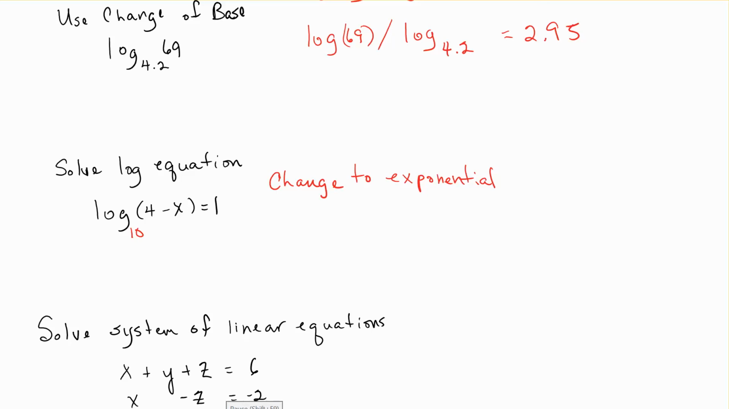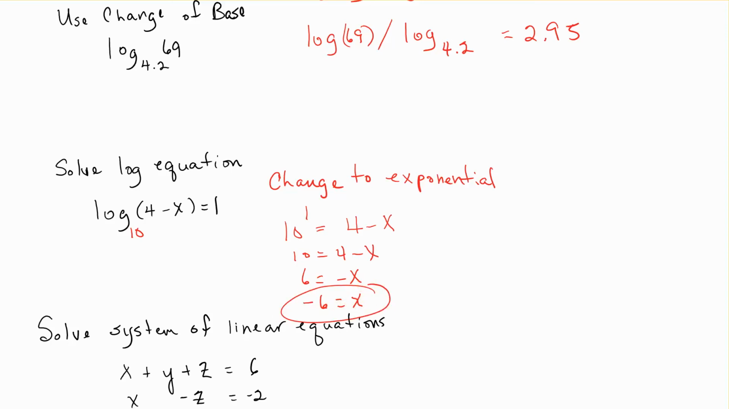Alright, you might be asked to solve a log equation. And if it does not have a base, it's understood to be 10. So we want to change it to exponential. That's our process. So 10 raised to the first equals the argument, which would be 4 minus x. So I have 10 equals 4 minus x. Subtract 4. 6 equals negative x. So negative 6 would equal x.